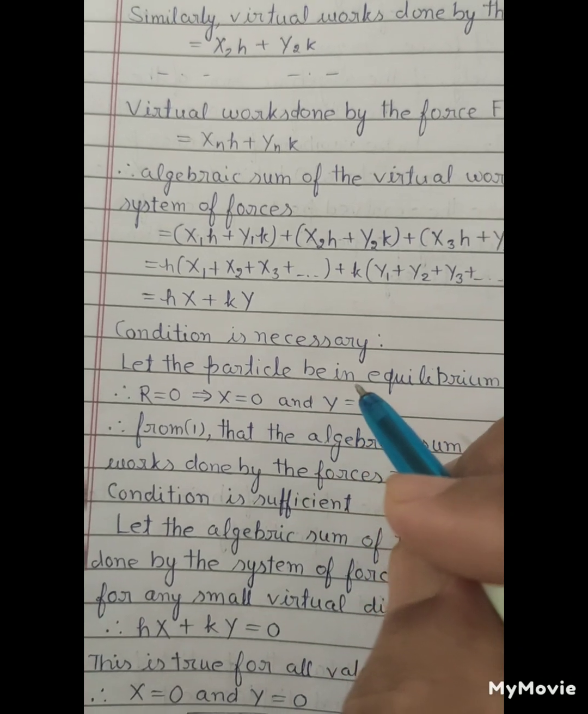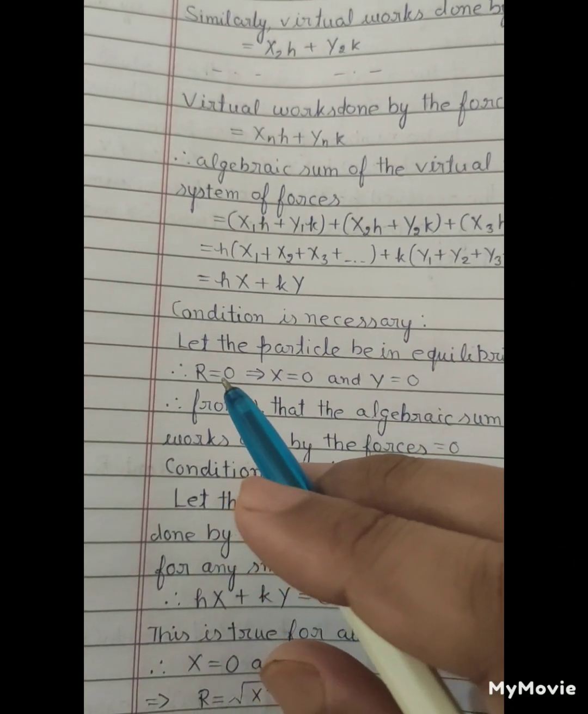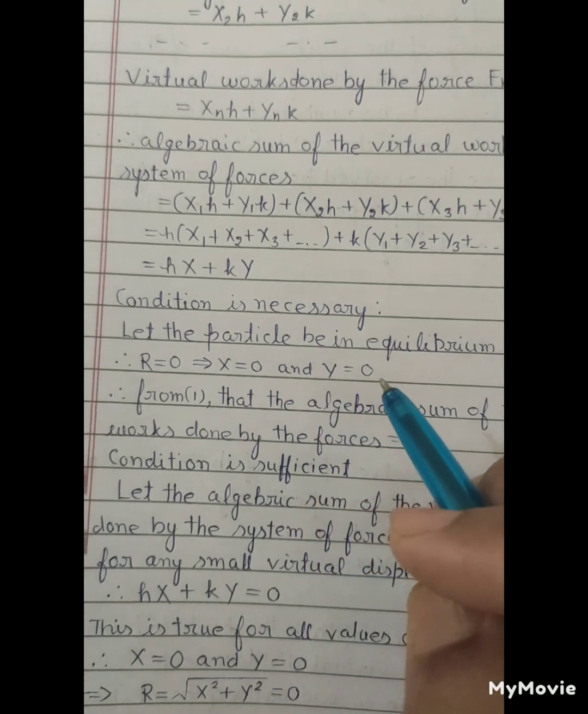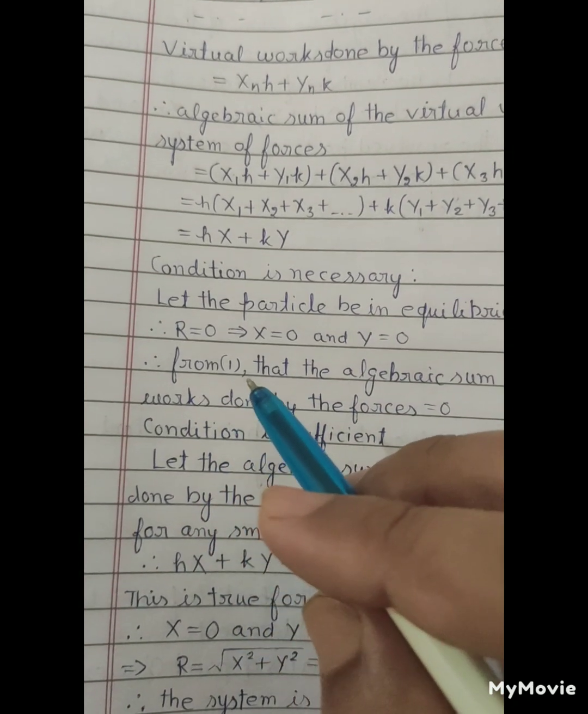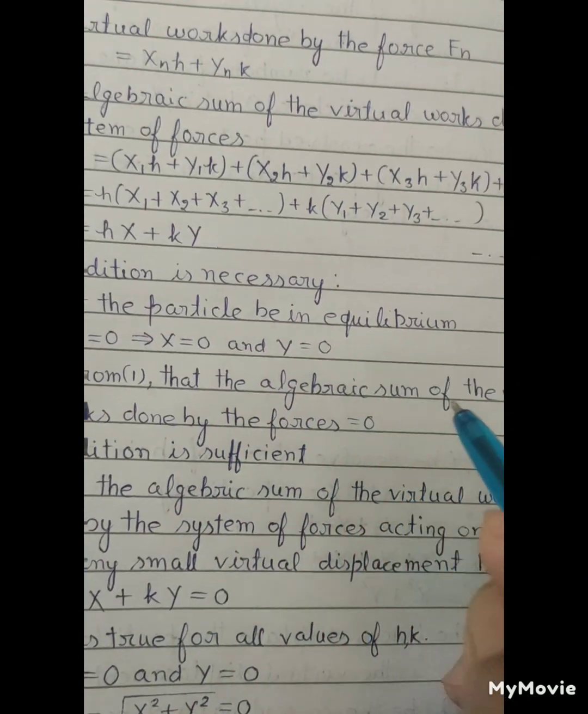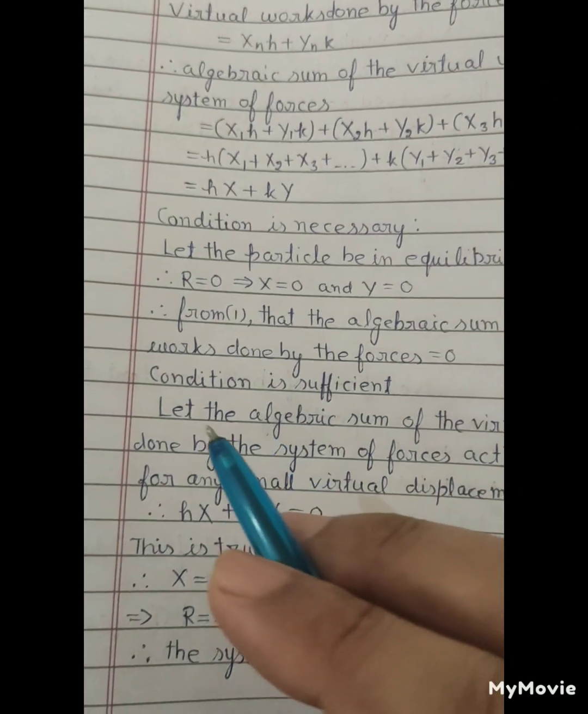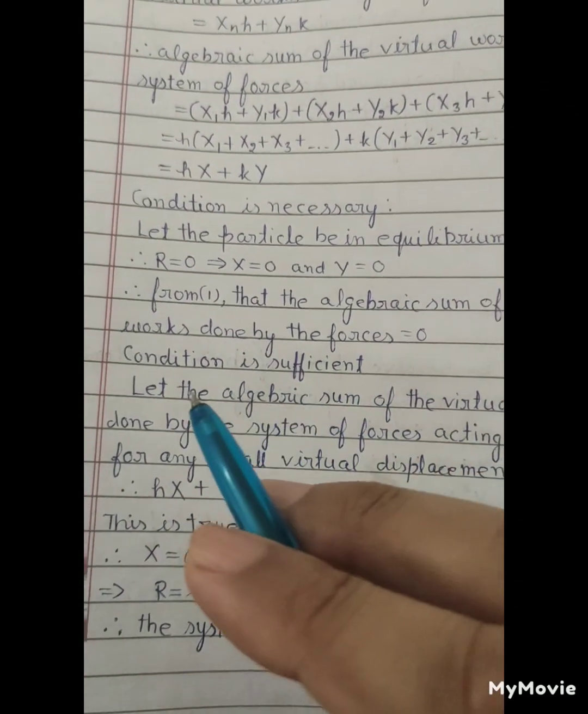The condition is necessary. Let the particle be in equilibrium, so R equals 0, which implies X equals 0 and Y equals 0. So from equation 1, the algebraic sum of the virtual work done by the forces is 0. The condition is sufficient.